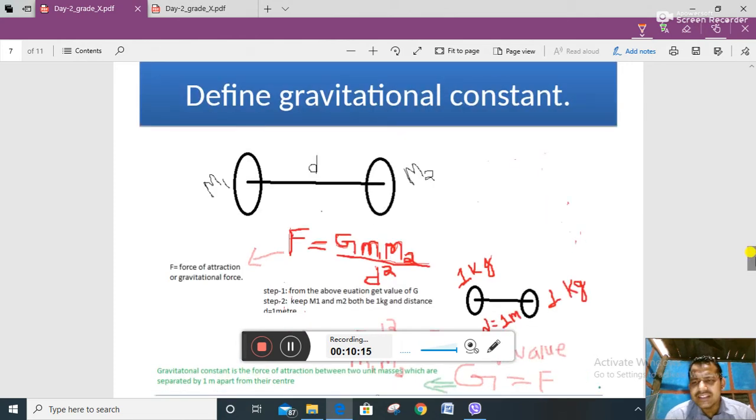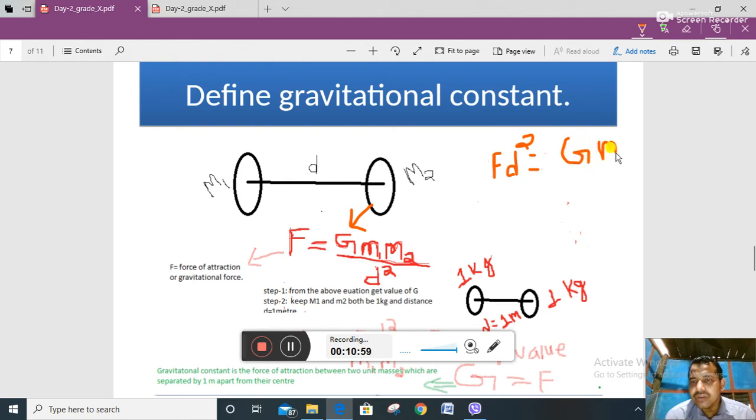Now we are thinking about the previous scenario. We take one mass, a second mass, and the distance d. At that time, the force of attraction between these two bodies is F equals G m1 m2 by d square. We call this the force of attraction or gravitational force. Now we have to define this G. Use your mathematics. How do you find the value of G? Cross multiplying that equation, F d square equals G m1 m2.